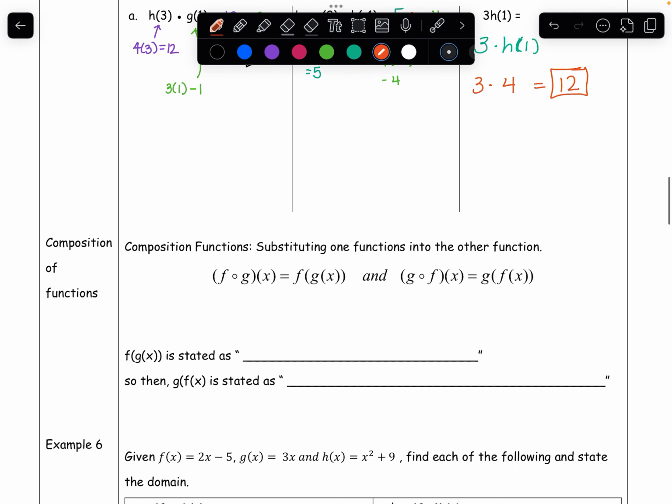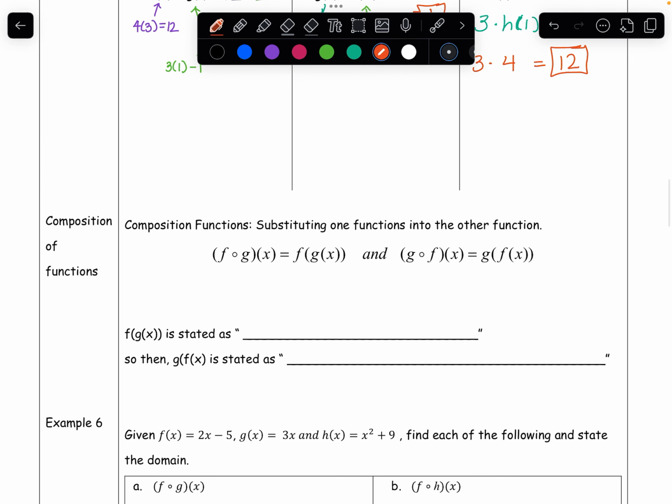The reason that we need to know this is for this new thing that we're going to be talking about, which is composition of functions. So composition of functions is our definition for the lesson: substituting one function into the other. So this right here is a big piece, okay?